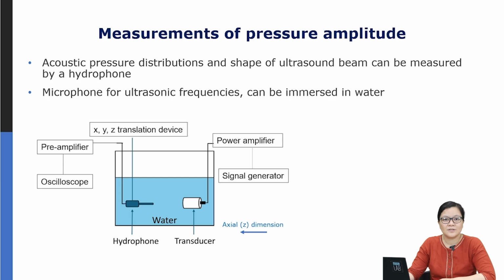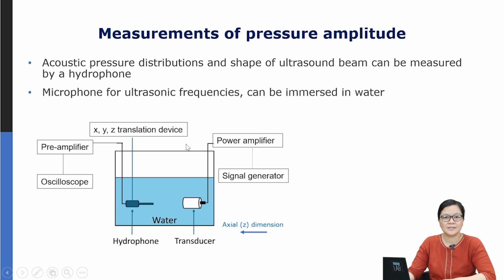And the way we would measure the pressure amplitude would be based on this practical setup. What we have here is a setup that consists of a hydrophone, which is used to measure acoustic pressure distributions, as well as the shape of the ultrasound beam. Now, this hydrophone, you can think of it as a microphone for ultrasonic frequencies. It's a piezoelectric element that can be immersed in water.